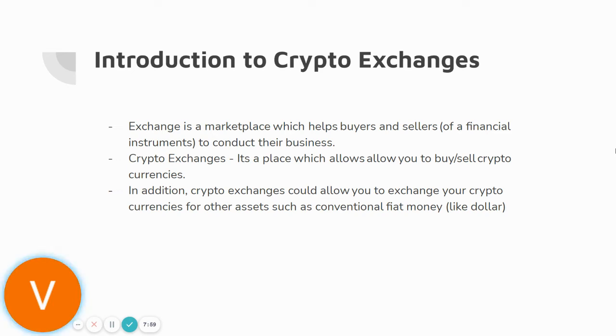Now, fiat money is the money which is issued by central banks, for example, dollar. So there may be crypto exchanges which allow you to exchange your cryptocurrencies for dollars and vice versa. And some of the most popular crypto exchanges are Coinbase and Binance.